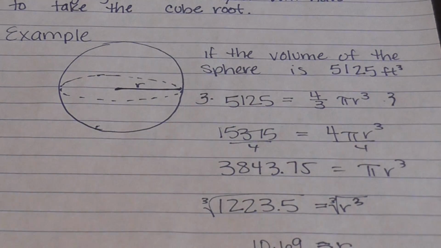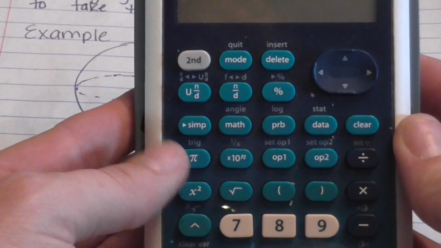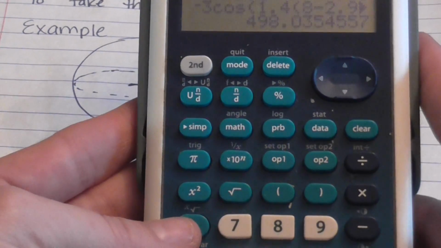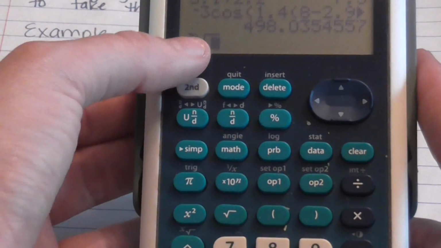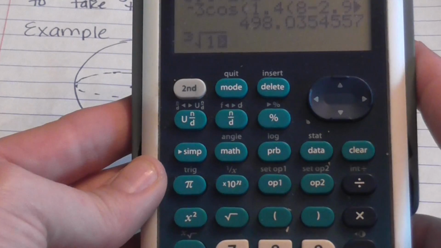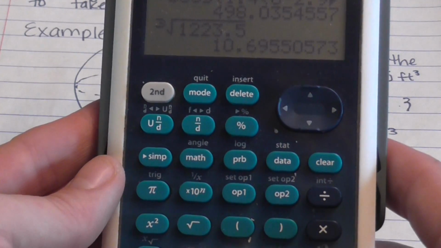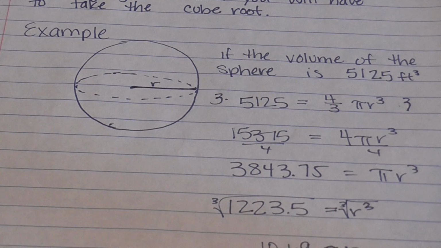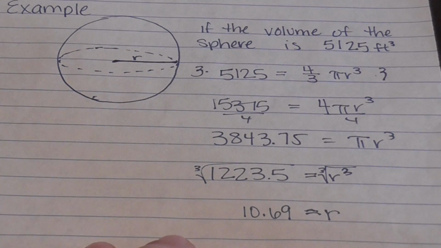So you've got that cube root function. In your calculator, and this is a slightly different one than what we've been using, they both do have this button right here that has this little x over a root. So I'm going to type in 3, and then I'm going to get to that function right there, and see how it pops up the cube root? So I'm going to take the cube root of 1223.5 and hit enter, and it's 10.695, approximately 10.7, which should be rounded up to 7. So approximately 10.7 is your radius.